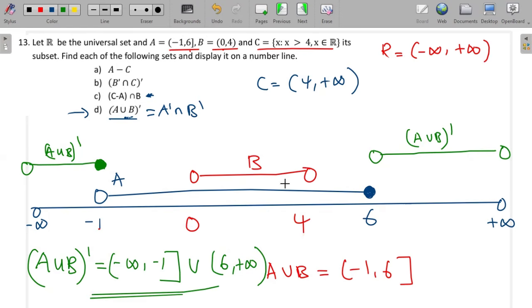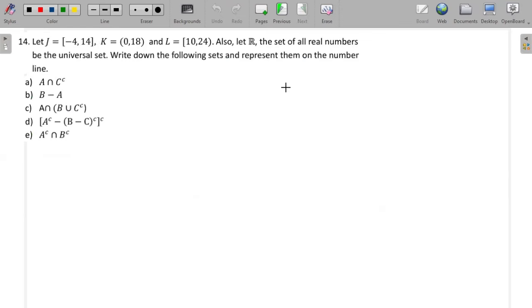All right, so we're done with question 13. We look at question 14. We're still looking at set interval notation. So here they're saying, let the set J be minus 4 to 14, K 0 to 18, L 10 to 24. And also let R, the set of all real numbers, be the universal set. So my universal set starts from minus infinity all the way to positive infinity.